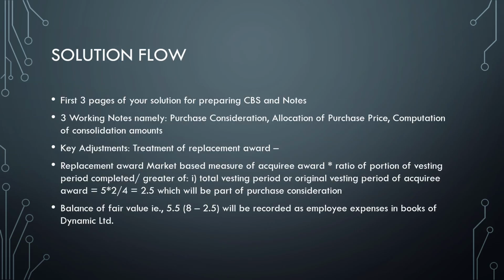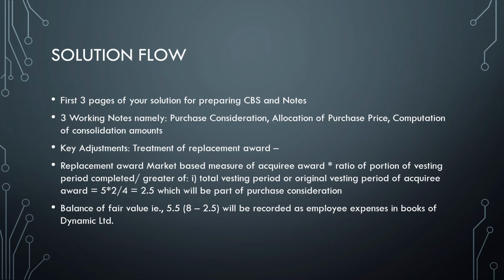What exactly you have to do in this? So this is the flow actually. The first 3 pages of the solution are for preparing the CBS and notes, so you can straight away go to the 4th page. And it should contain the 3 working notes, namely purchase consideration, allocation of purchase price, and computation of consolidation amounts.